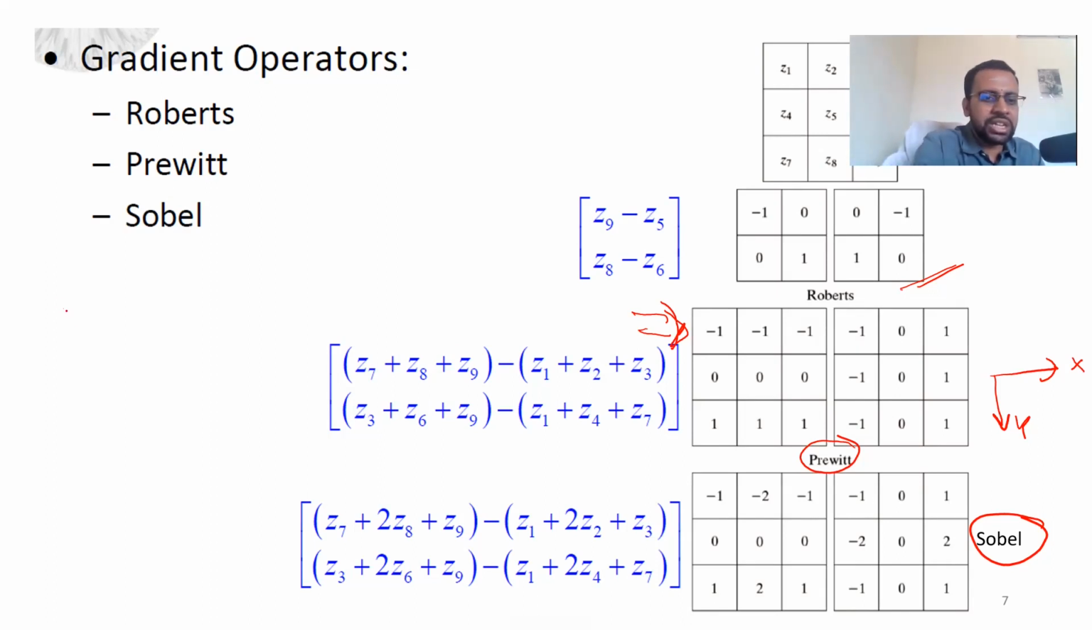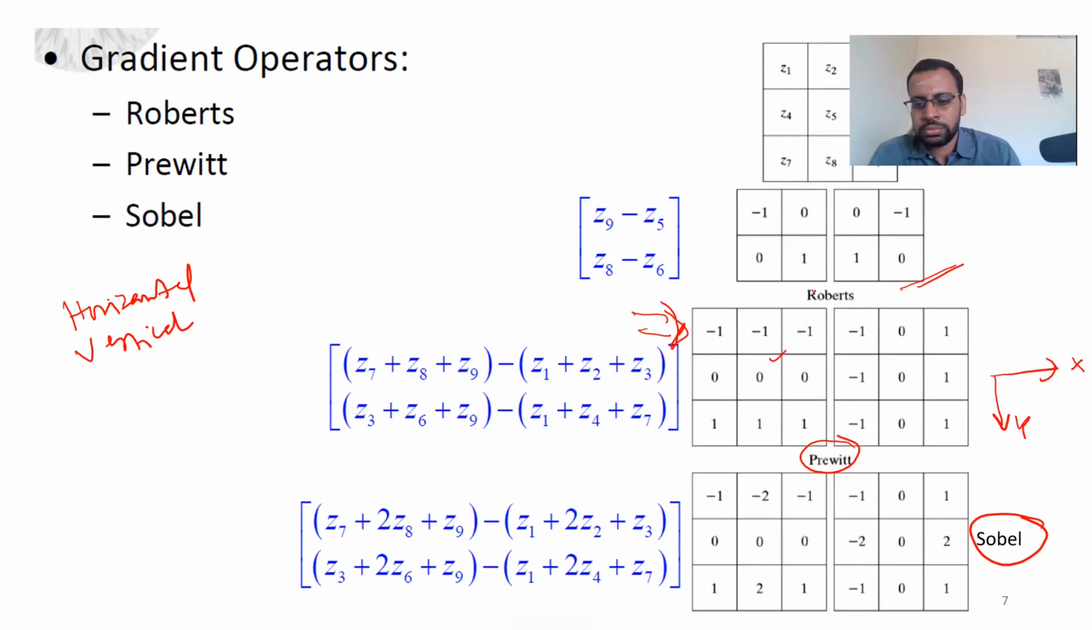Is it a horizontal edge or a vertical edge? Let me keep it that way. Horizontal, vertical, two possibilities. Which kernel is here, sir? This kernel, horizontal edge. Correct. So very good.